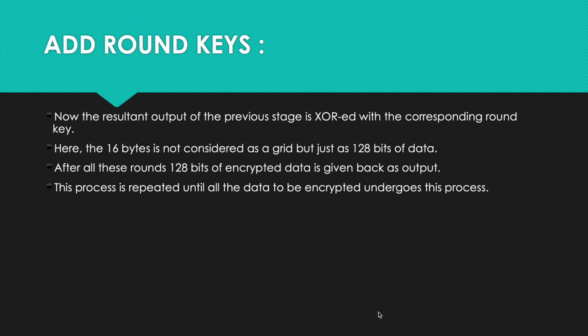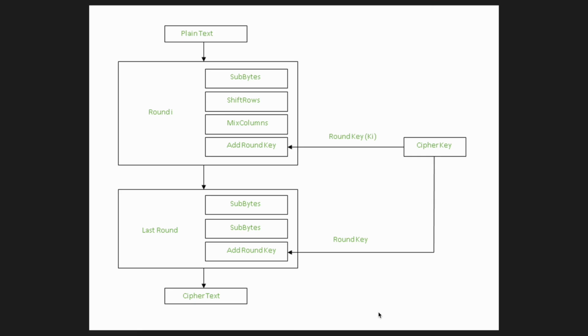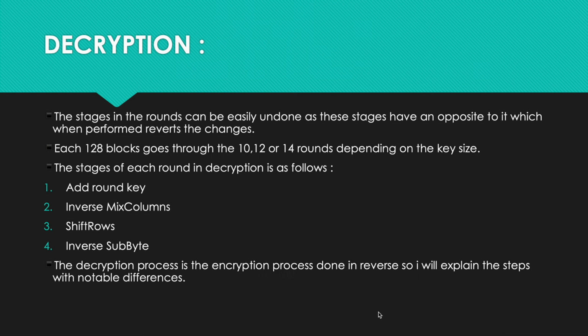This process is repeated until all the data is encrypted. This is a flowchart that shows the above explained algorithm in a better way. Decryption. The stages in the rounds can be easily undone, as these stages have an opposite which reverts the changes. Each 128 bit block goes through 10, 12, or 14 rounds depending on the key size. The stages of each round of decryption are as follows.